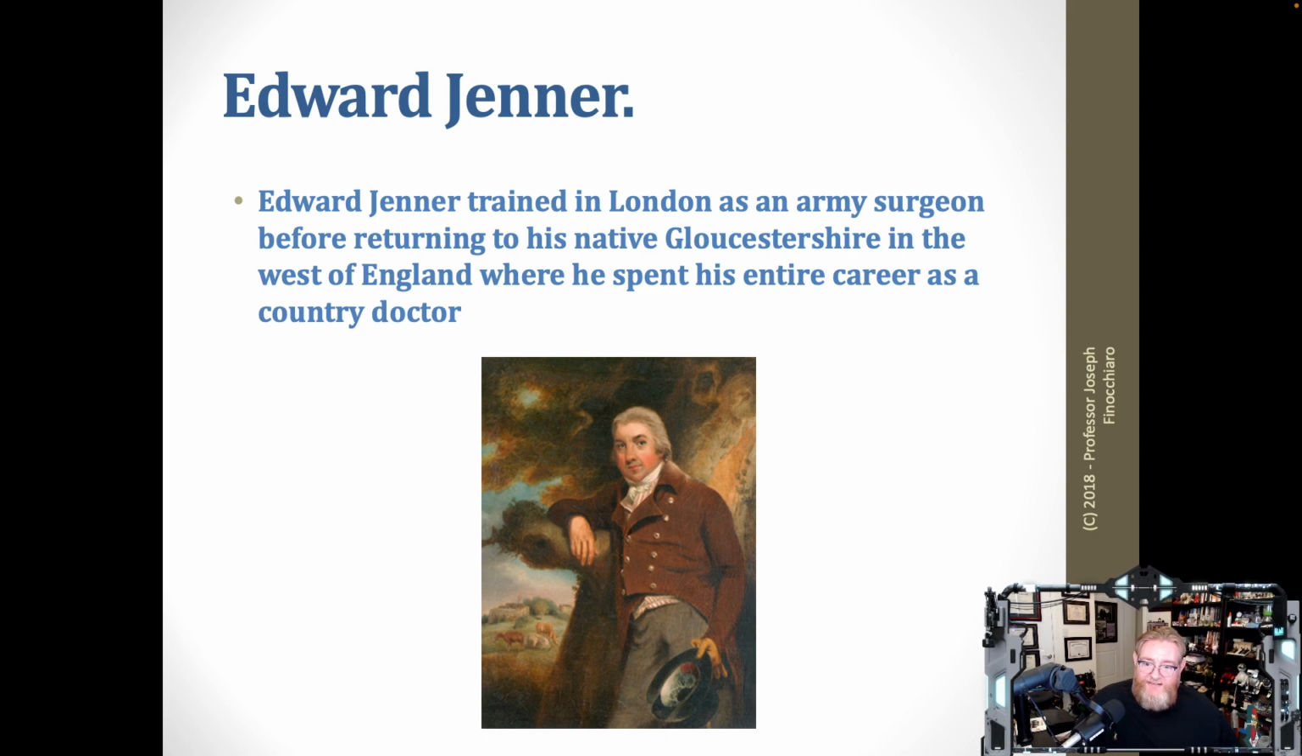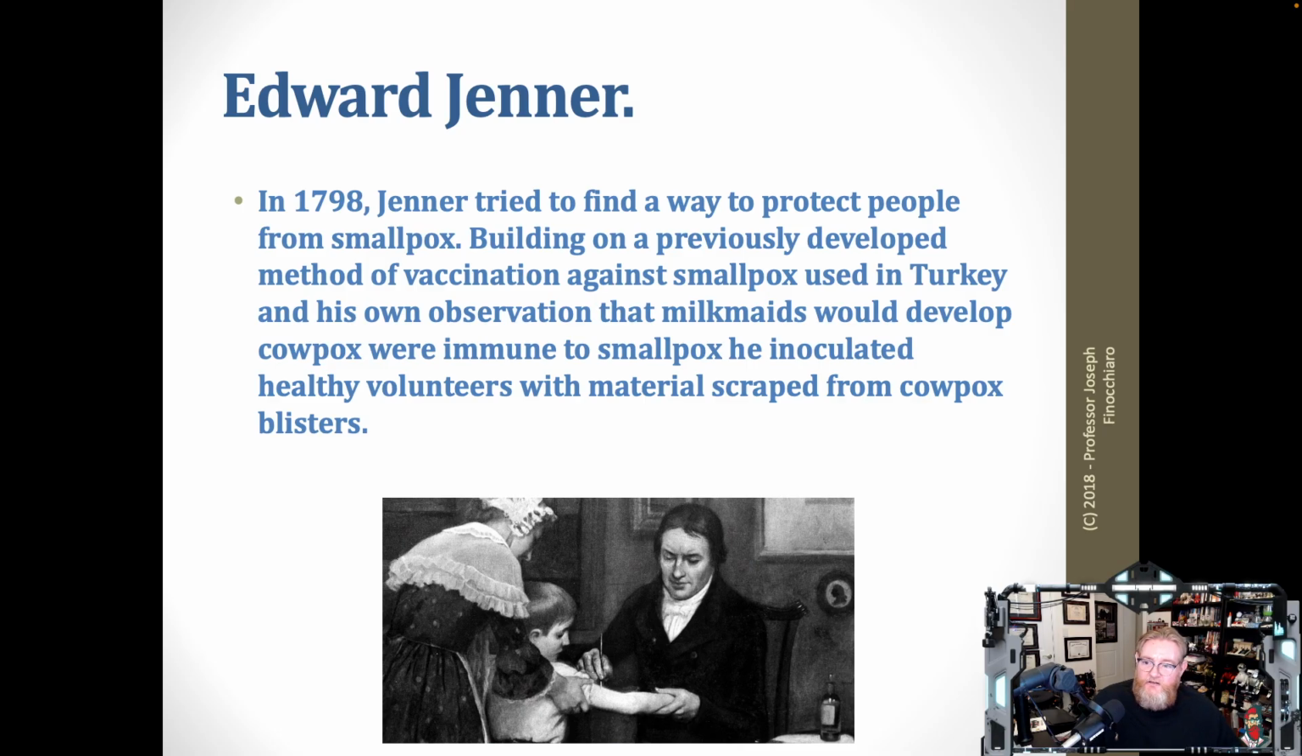Edward Jenner trained in London as an army surgeon before returning to his native Gloucestershire in the west of England, where he spent his entire career as a country doctor. In 1798, Jenner tried to find a way to protect people from smallpox. Building on a previously developed method of vaccination against smallpox used in Turkey and his own observation that milkmaids who developed cowpox were immune to smallpox, he inoculated healthy volunteers with material scraped from cowpox blisters.